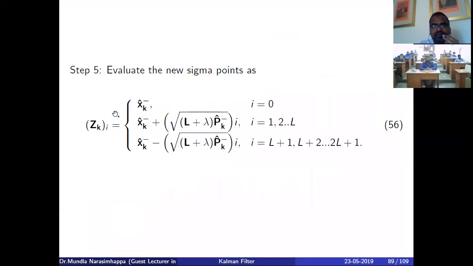Here, how do I calculate the sigma points? First is the mean, right? Suppose my system dimension is, let us say, 2. If I take 2L plus 1, which means 2 into 2 plus 1, I have 5 sigma points to represent these equations, right? So the first one is the mean, that is the mean of the sigma points.